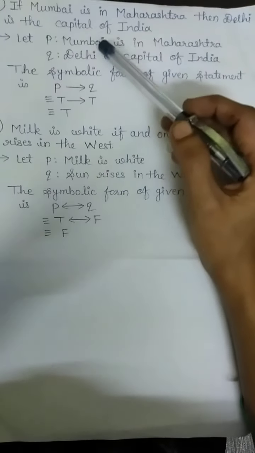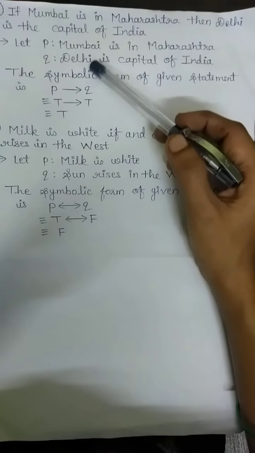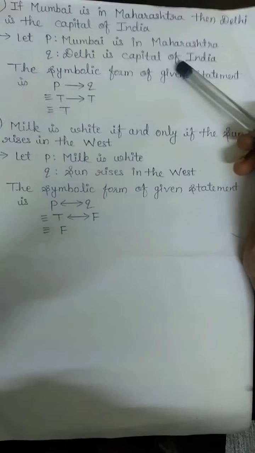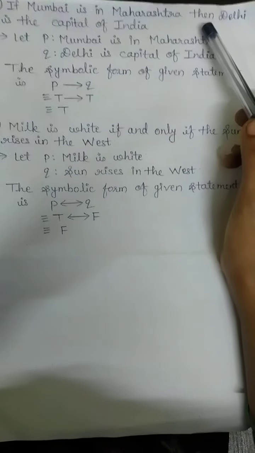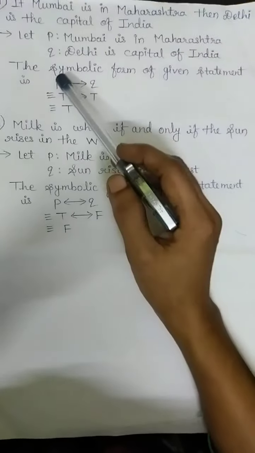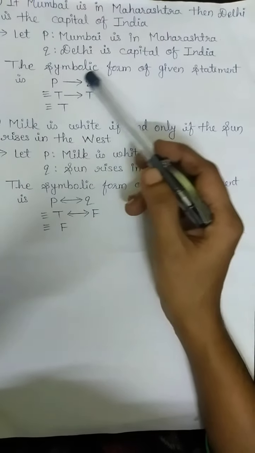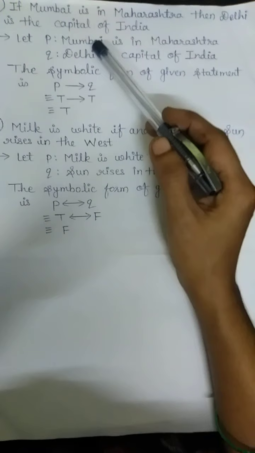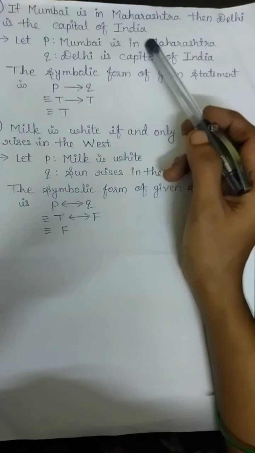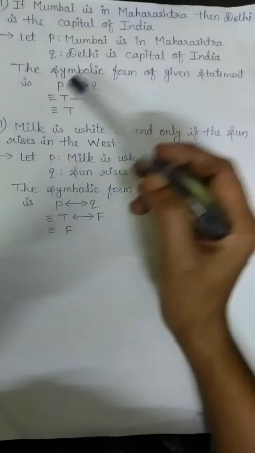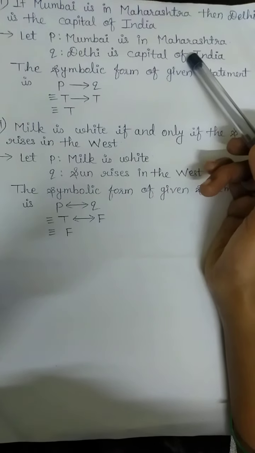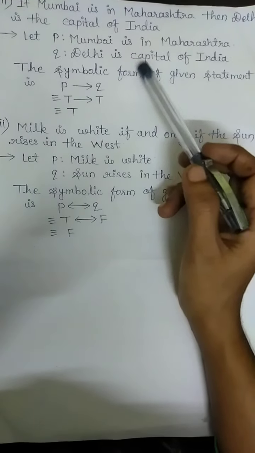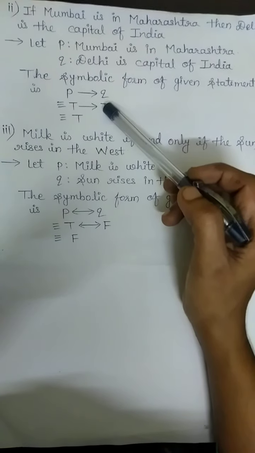Then next example: if Mumbai is in Maharashtra, then Delhi is the capital of India. P will be the first simple statement, Mumbai is in Maharashtra, and Q the other simple statement, Delhi is the capital of India. Here the logical connective used is if then, which means implies, implication. So the symbolic form will be P implies Q. Now we will check for the truth value. Is Mumbai in Maharashtra? Yes, the answer is true. So at the place of P we will substitute T. Then Delhi is the capital of India. Yes, correct. So the answer is T, and at the place of Q we will substitute T.